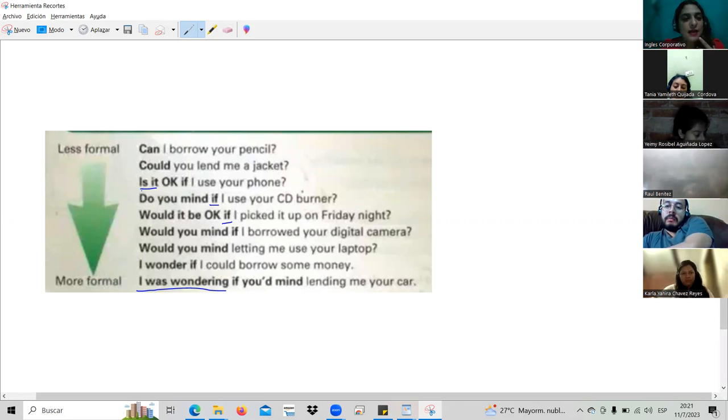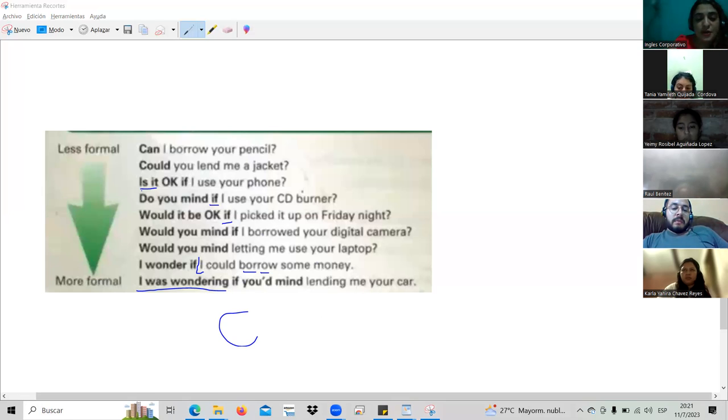I wonder if I wonder if you could lend me some money. Remember guys the difference between lend and borrow, right? Remember the difference? All right. So, for example, you see here, I could borrow. If I say, can I borrow? I'm asking for money, for example. Can I borrow your pen? Or you say, can you lend me your pen?